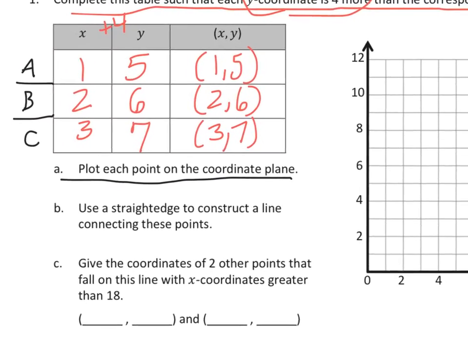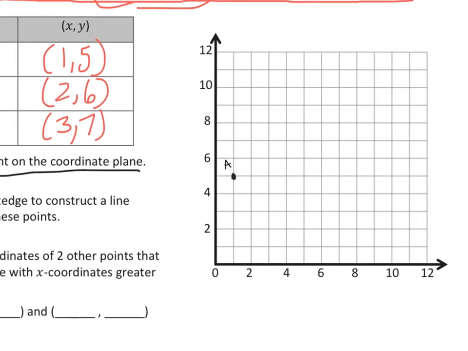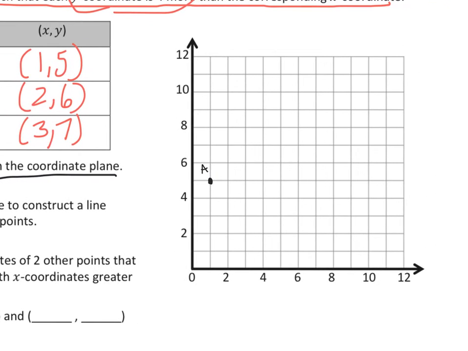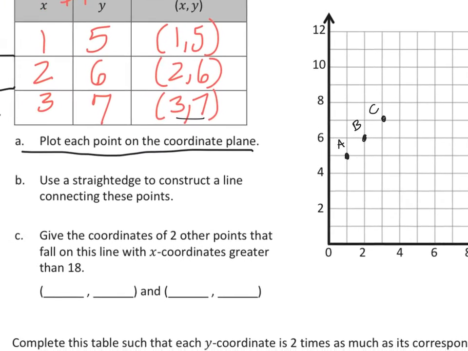So my first one, A, is 1 comma 5. So I go over 1 and I go up 5, and it's going to be right about here. And I'm going to label that A. And then I have 2, 6. I guess I can see them right there. 2, 6. That's going to be B, and my last one is 3, 7. C. So I got them labeled.